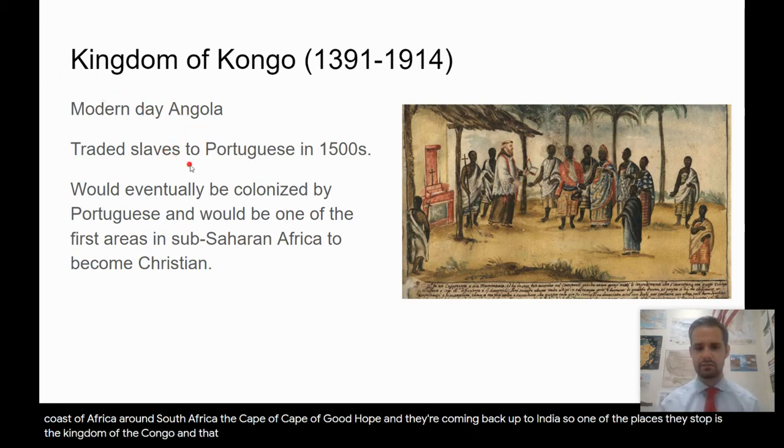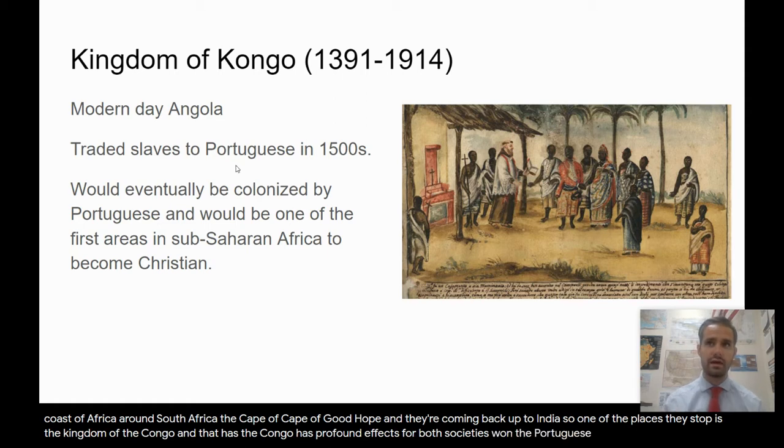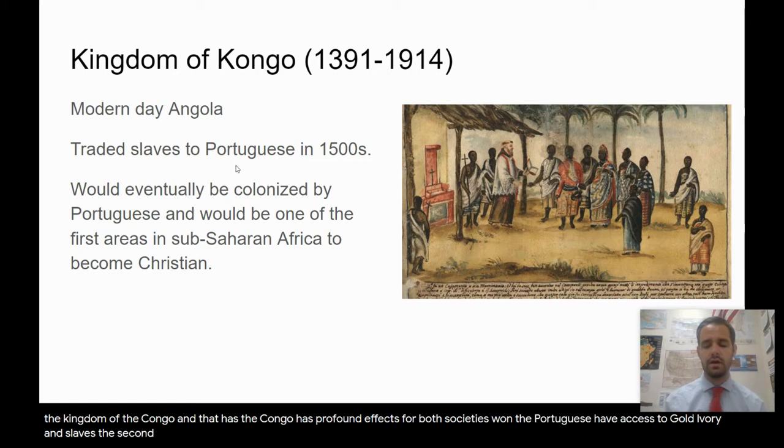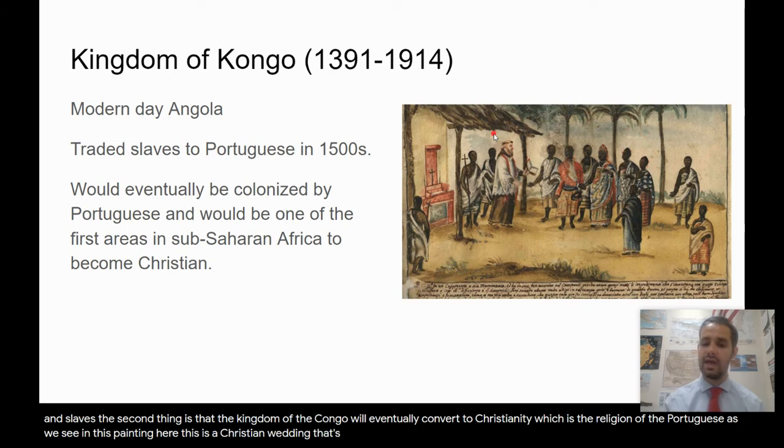And the fact that the Portuguese are interacting with the Kingdom of the Congo has profound effects for both societies. One, the Portuguese have access to gold, ivory, and slaves. The second thing is that the Kingdom of the Congo will eventually convert to Christianity, which is the religion of the Portuguese. As we see in this painting here, this is a Christian wedding that's happening in the Congo.